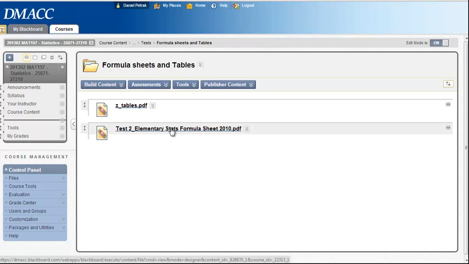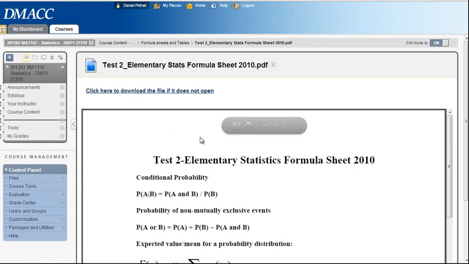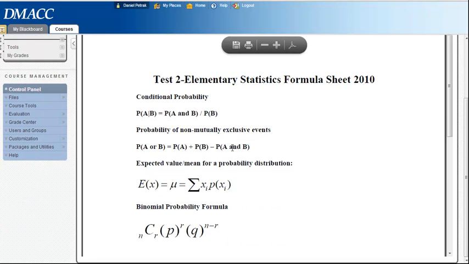But also the test 2 formula sheet here, I encourage you to download that. You'll have this when you take your exam. This shows basic conditional probability. Probability, if they're not mutually exclusive, add the A, add the B, and then subtract the intersection. Expected value is when you sum up all the things that could happen times their probability, and those are like the insurance problems and things like that. And then the binomial probability formula here is nCr, p to the r, q to the n minus r.